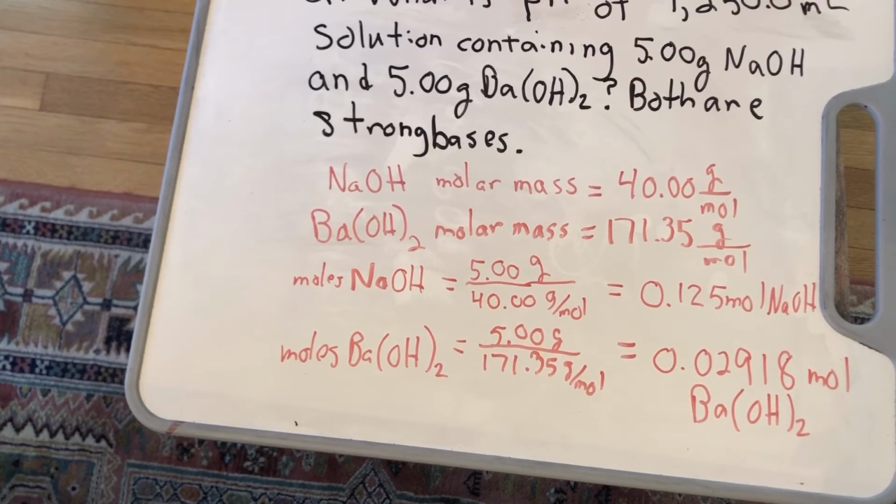We're going to have to multiply sodium hydroxide by 1, so it's the same there in that case. And then we're going to have to add it to the moles of barium hydroxide multiplied by 2. Why? For every 1 compound, you have 2 hydroxides. So to get the right amount, you have to multiply by 2.